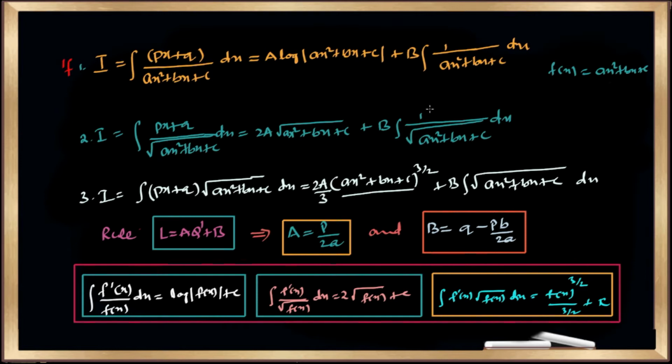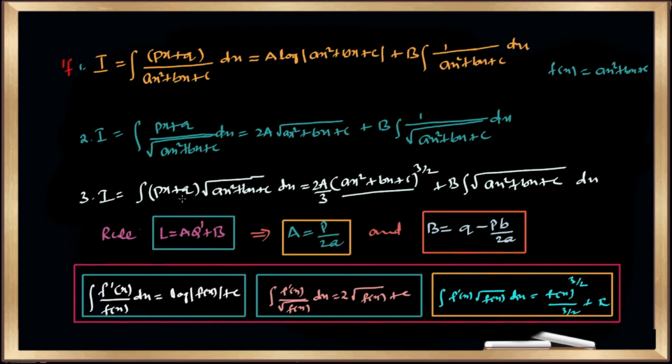So 1 by quadratic and 1 by root over quadratic we discussed in part 2. Once go and see there. So first one is linear by quadratic. Answer is a log quadratic plus b integration 1 by quadratic. Now second type is linear by root over quadratic. So linear means here px + q, quadratic means ax² + bx + c. The answer is 2a into root over quadratic plus b integration 1 by root over quadratic.